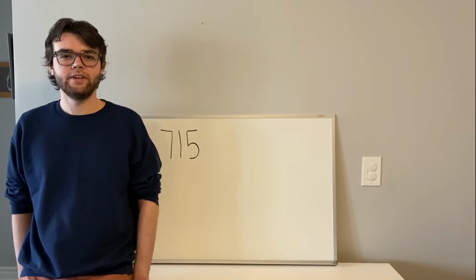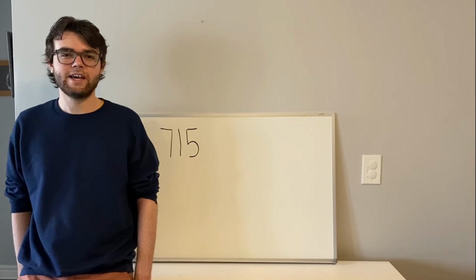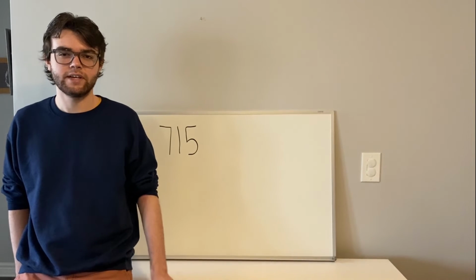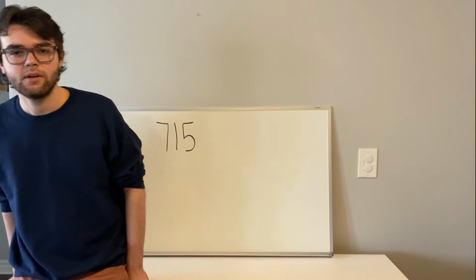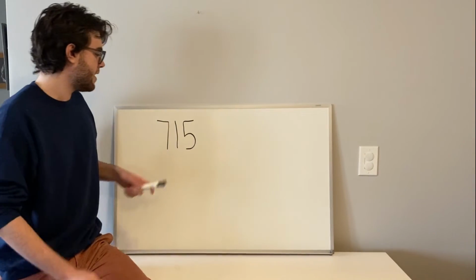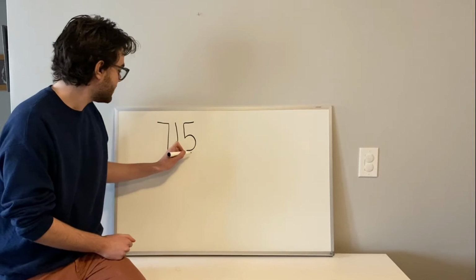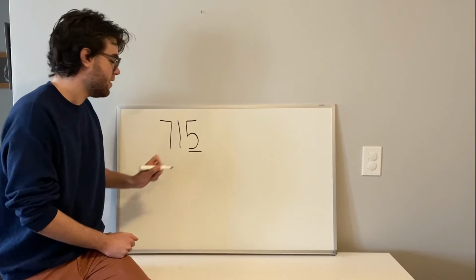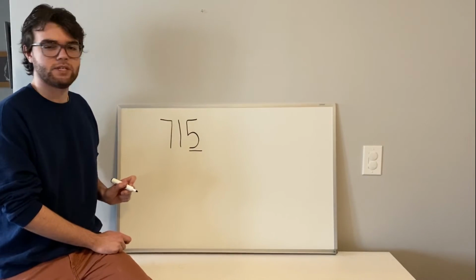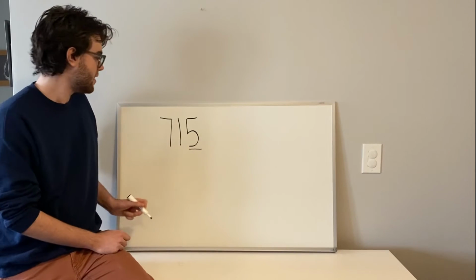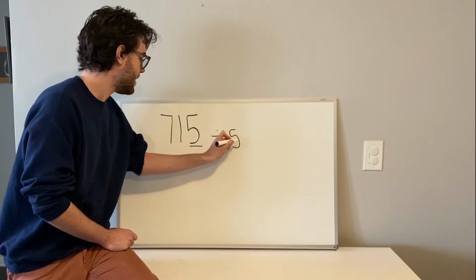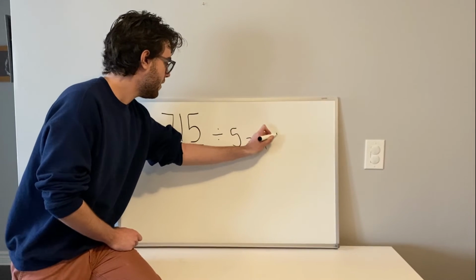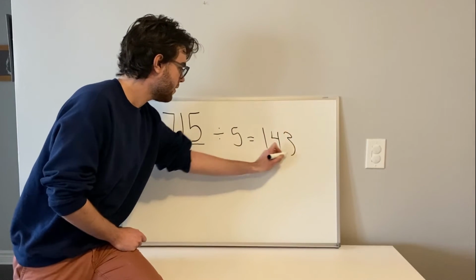It is really easy to tell when a number is divisible by 5. If the last digit is either 0 or 5, then the number is divisible by 5. So let's take a look at the number 715. The last digit is a 5, which means that 715 is divisible by 5. And in fact, 715 divided by 5 equals 143.